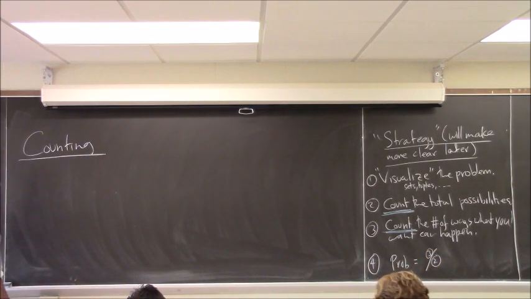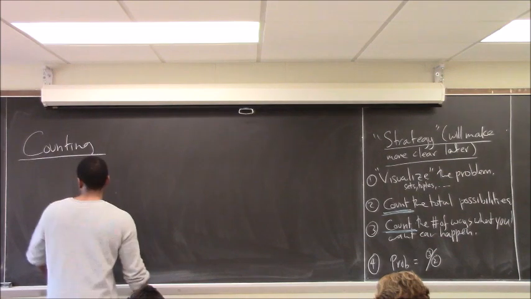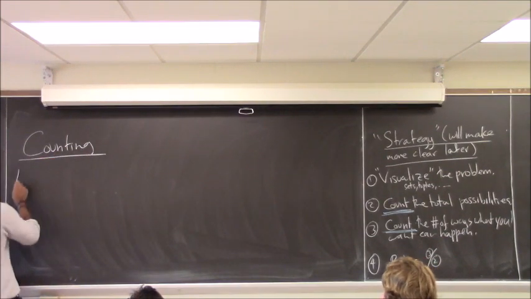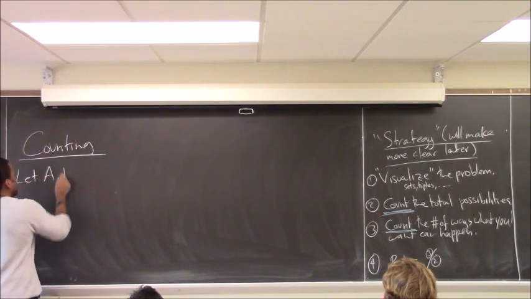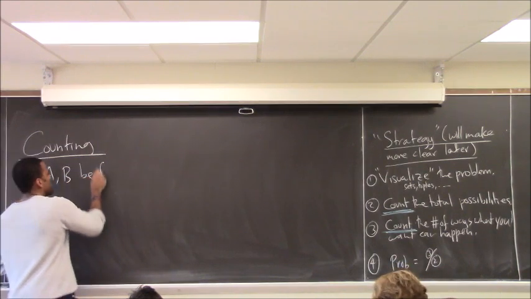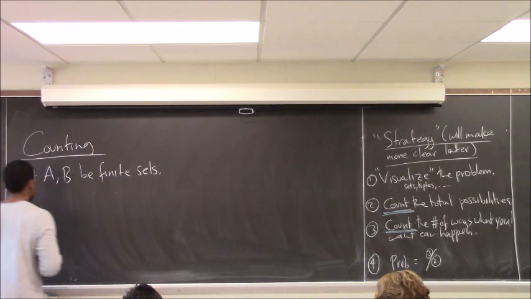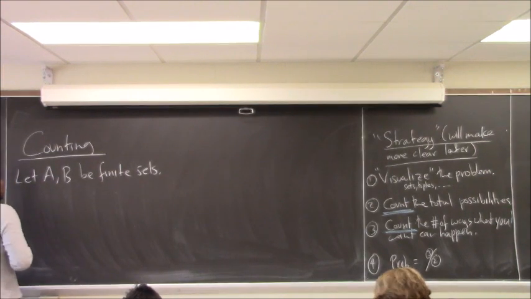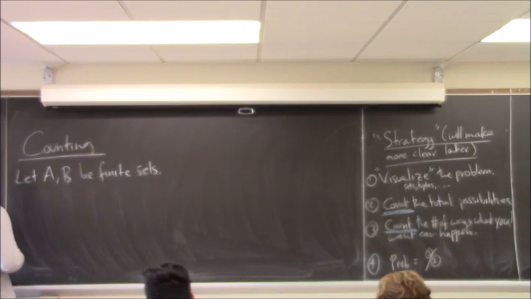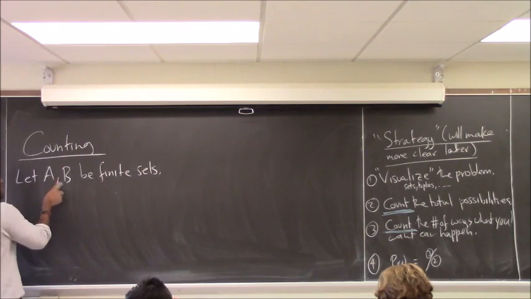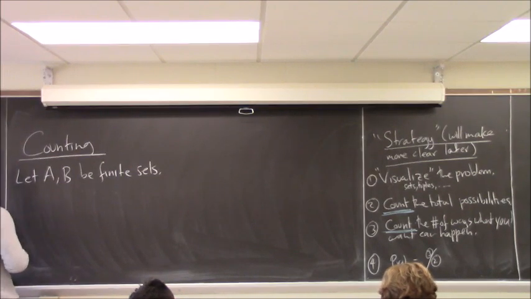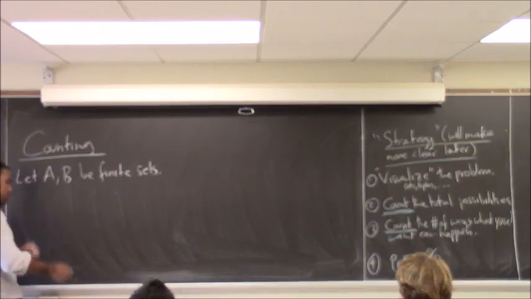So, first principle I want to introduce. Let A and B be finite sets. So we have 2 sets, and there's a finite number of things in each of them, right? So it's not an infinite set. We're in finite math. Okay.